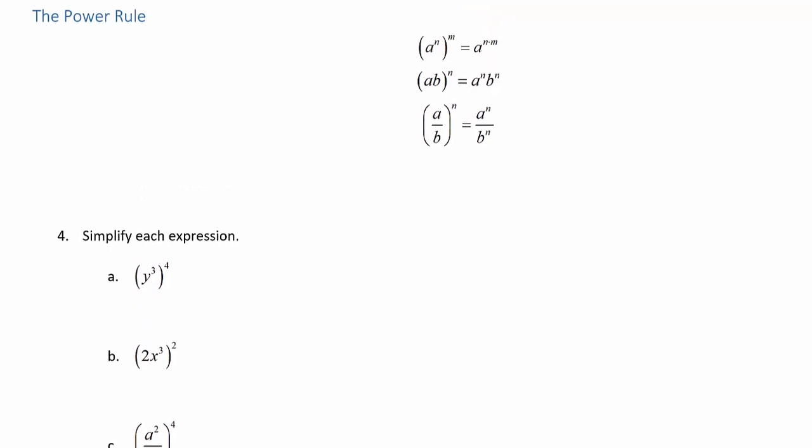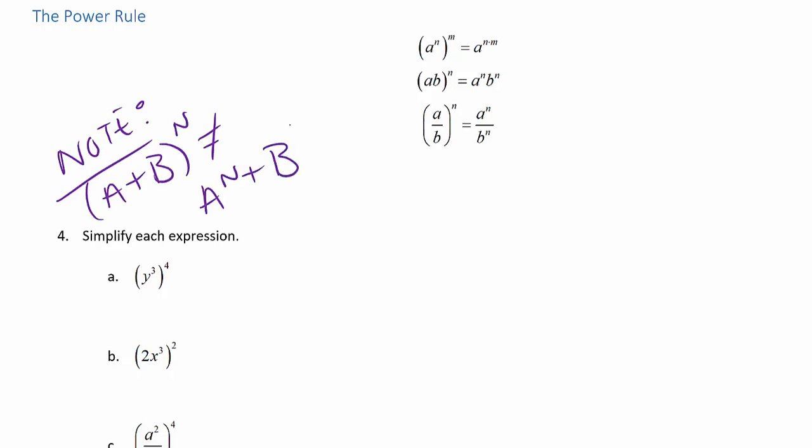Now the power rule says if I have an exponential expression and I want to raise that to another exponent, I can multiply the exponents. The power rule also tells us that if we have products or quotients, we can apply the exponent to each piece in that product or quotient.